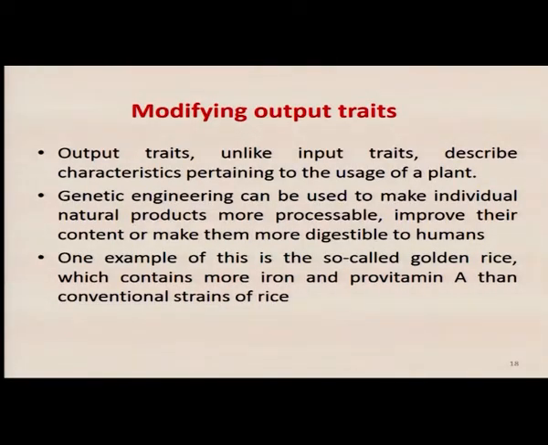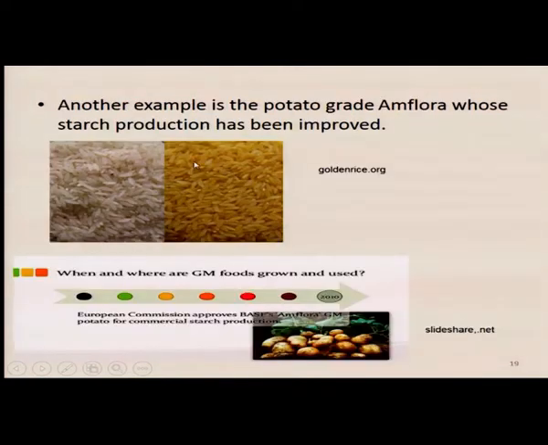The second aspect is the modification of the output traits. Output traits describe the characteristics for which we are going to utilize the particular plant. Genetic engineering can be used to make individual natural products more processable, improve the content, or make them more digestible to humans. A typical example of this is the golden rice, which contains more iron and provitamin A than the conventional strains of rice. Another example is the potato Amflora, whose starch production has been improved.